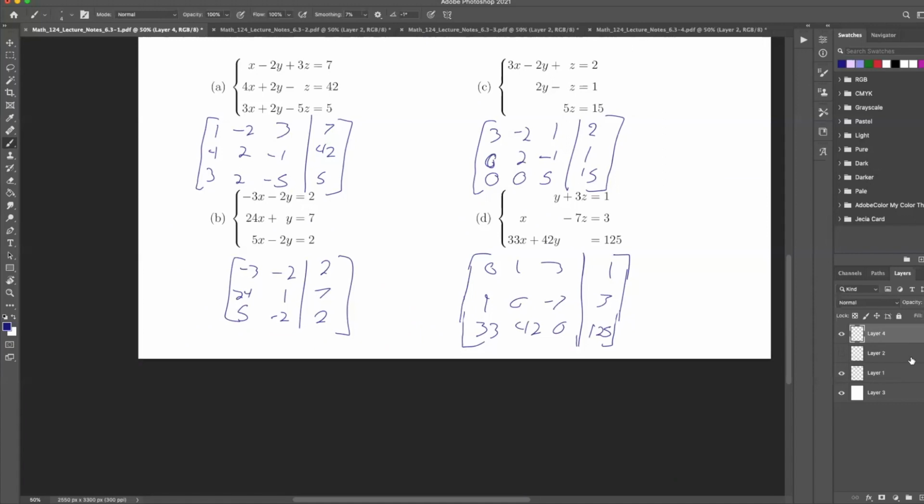So wait, which is row, which is column? Oh, here. Let me just rewrite this real quick. Let's rewrite it nice and clean. All right, so here, if we went down by rows, it'd be 0, 1, 33, 1, 0, 42, 3, -7, 0, and then 1, 3, 125. Okay. You can state these as either rows or columns.